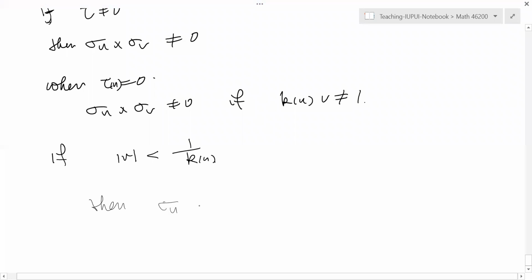Then sigma U cross sigma V is not going to be 0. So they're not going to be 0.